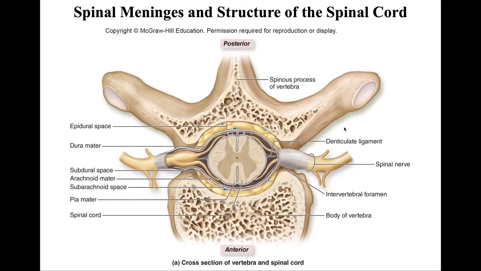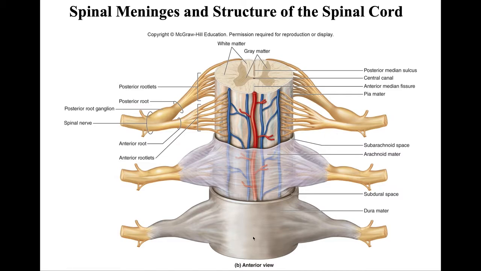Okay, next slide. Same page, 540. We'll do the same thing again. We're going to use the bottom picture because that's the outermost. So we have the dura mater. What's below the dura mater? The subdural space. What comes after the subdural space going inward is the arachnoid mater. What comes after the arachnoid mater? The subarachnoid space, where the cerebrospinal fluid is.